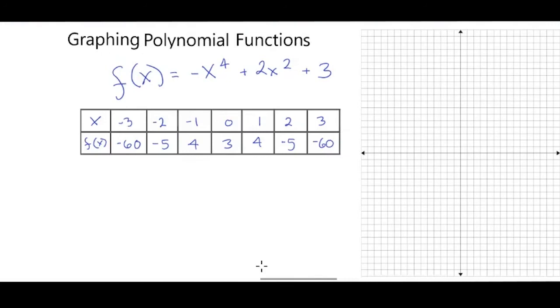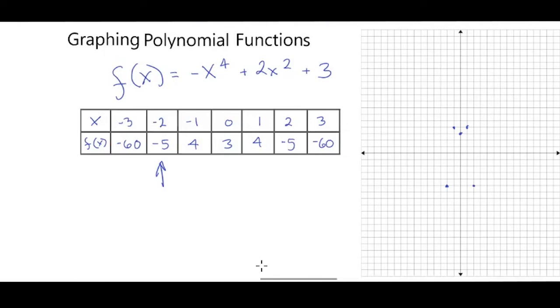Now let's graph this. So when x is negative 3, y is negative 60. Well, that's way off the chart. All right, so that's not going to fit on our graph, but we can start here. When x is negative 2, y is negative 5. When x is negative 1, y is positive 4. When x is 0, y is 3. When x is 1, y is 4. And when x is 2, y is negative 5.